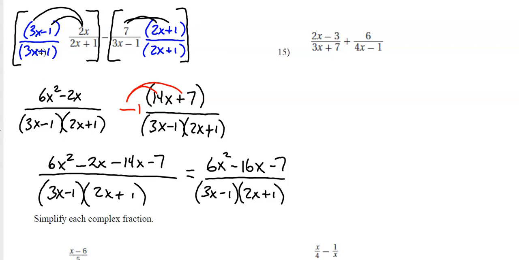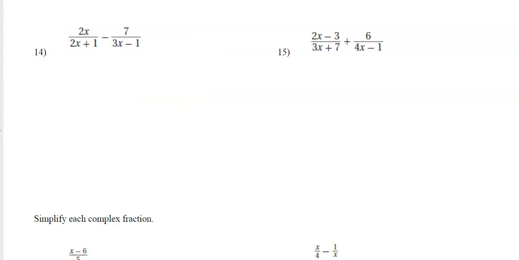All right, moving over to number 15. Similar idea, except we're adding here. So this side is going to be a 3x plus 7, top and bottom. This side is going to be a 4x minus 1, top and bottom. Two big old fractions, so keep these separate. Bam, bam.